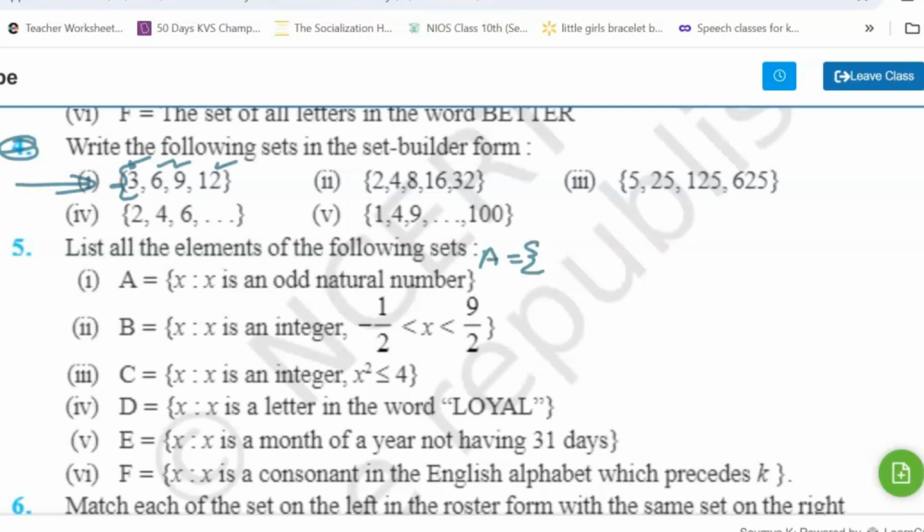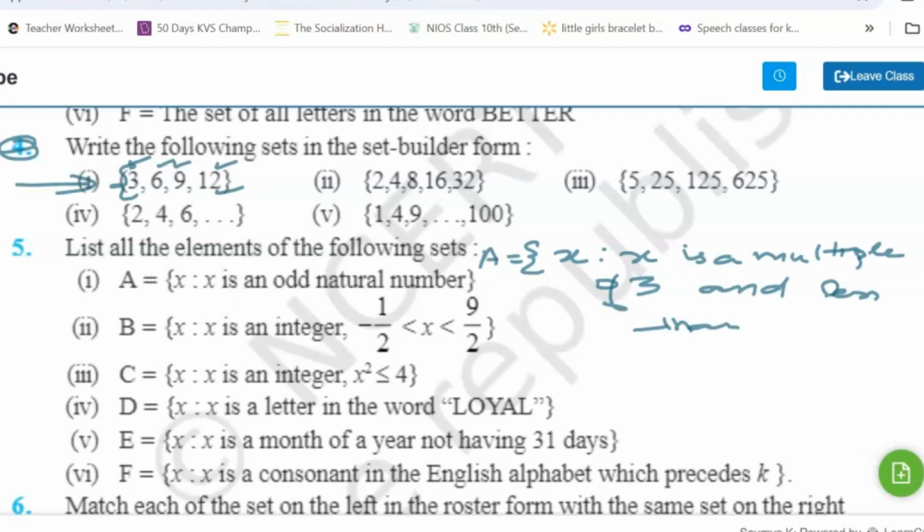a set, name it anything, x, where x is a multiple of 3, and the elements are till 12, not after that. So you can write it as less than or equal to 12. 12 is also included, less than or equal to 12.